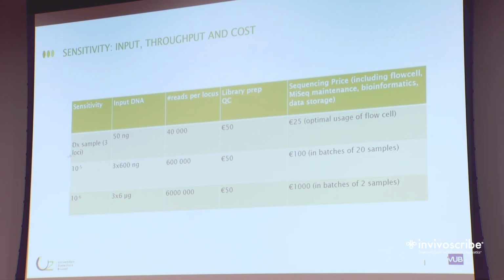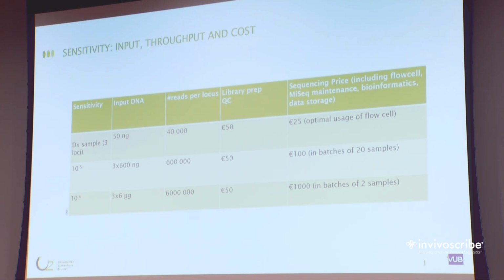So you have to combine several genes and patients in one flow cell. If you want to go to 10⁻⁵, you need at least 600 nanograms, and 3 times. So the number of reads is going up. The library prep is the same, because if you test 1 locus, the sequencing cost goes up to 100 euros. So it's reasonable to do, and you can batch 20 samples in one run.